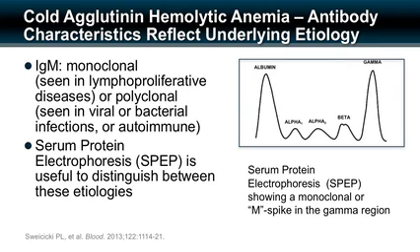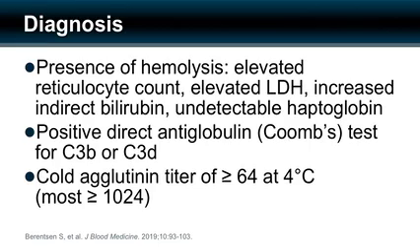Therefore, a serum protein electrophoresis is very useful to distinguish these etiologies, to tell us whether it's a monoclonal or a polyclonal process. The next slide then summarizes the essence of diagnosis for cold agglutinin-related disease, and that is, first of all, establishing the presence of hemolysis, and we talked about the laboratory testing that tells us hemolysis is going on and is the cause of the anemia. We then find a positive direct antiglobulin or Coombs test for C3b or C3d. Some labs use an anti-C3b, some an anti-C3d. At any rate, it's a C3 endpoint for the assay.